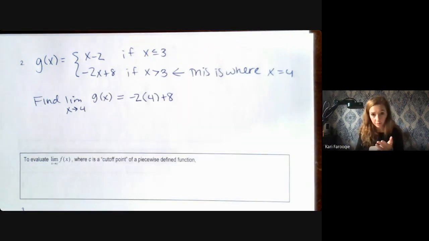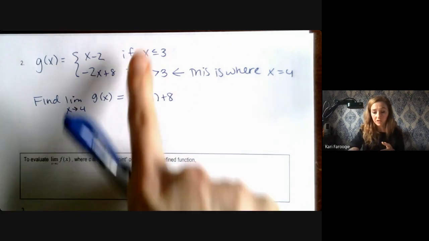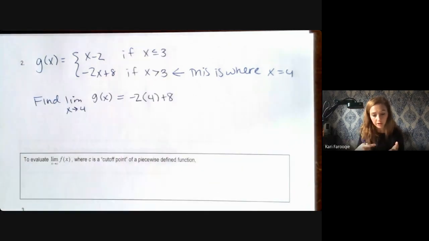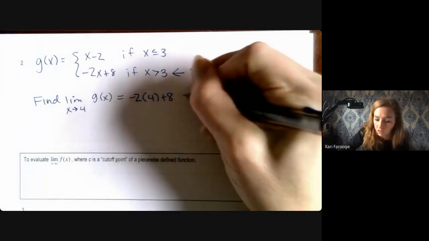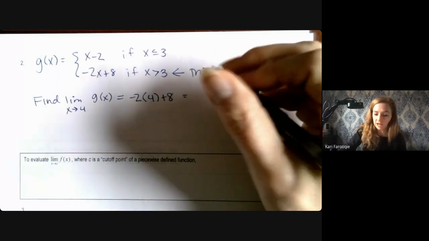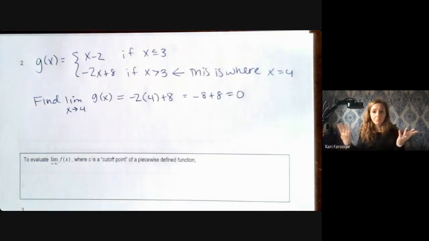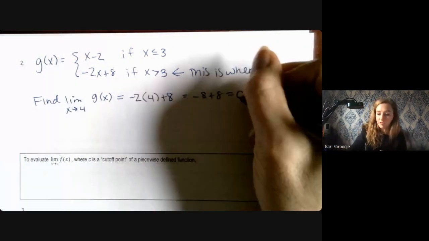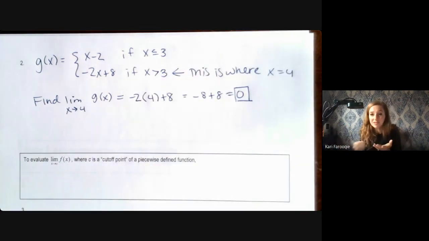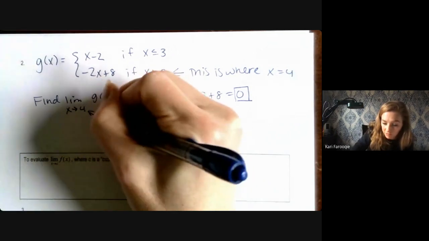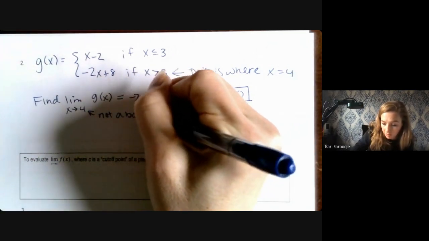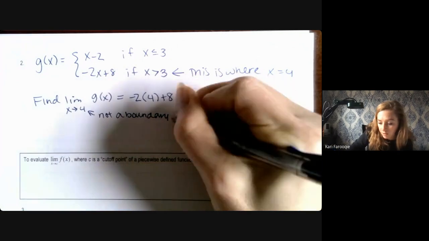We can use direct substitution because we're not sitting on a cutoff point or a boundary point, and we don't have any denominators where we could possibly have 0. So direct substitution works. I have -8 plus 8, which is 0. And that's okay. 0 is just fine. It's a number. It just means that the y's are approaching 0 as the x's are approaching 4. That's it. And remember, we can do that because 4 is not a boundary or cutoff point.